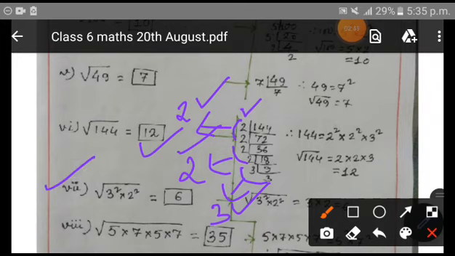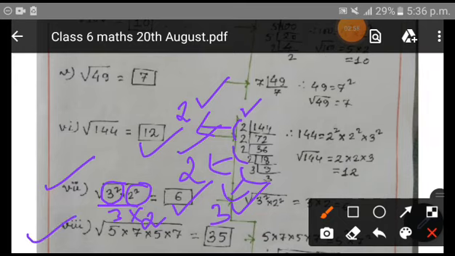Next one, root over 3 square into 2 square. Now see, from 3 square you can take out a single 3, and from 2 square you can take out a single 2. So that is 3 into 2, which equals 6.